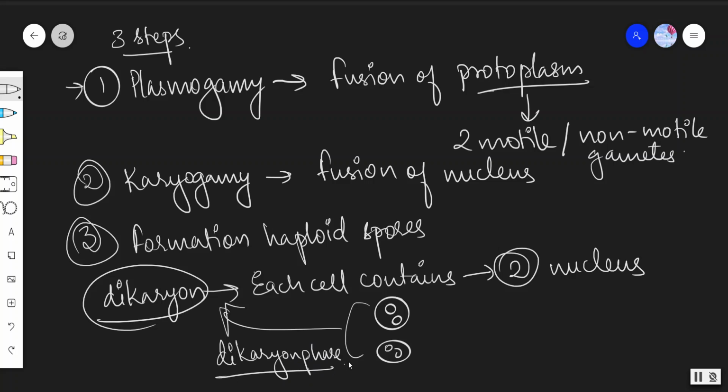Clear? I hope up to here is clear. And later the parental nuclei fuse and the cell becomes diploid. This is the intermediate stage in some fungi. Okay, clear? So let's get started with the further one, the division of Kingdom Fungi. Up to here it's the introduction of Kingdom Fungi.